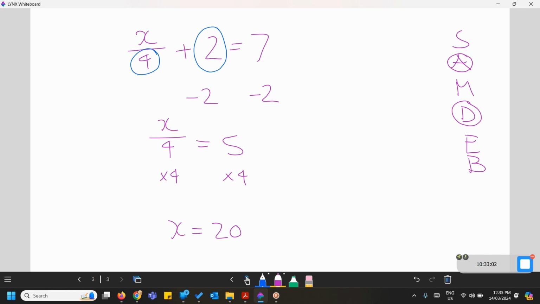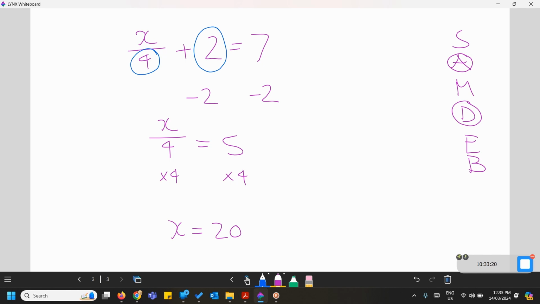And we can check. Does 20 divided by 4, then adding 2 afterwards, equal 7? 20 divided by 4 is 5. 5 plus 2, yes it does equal 7. We must have got it right. Great stuff. One more example.